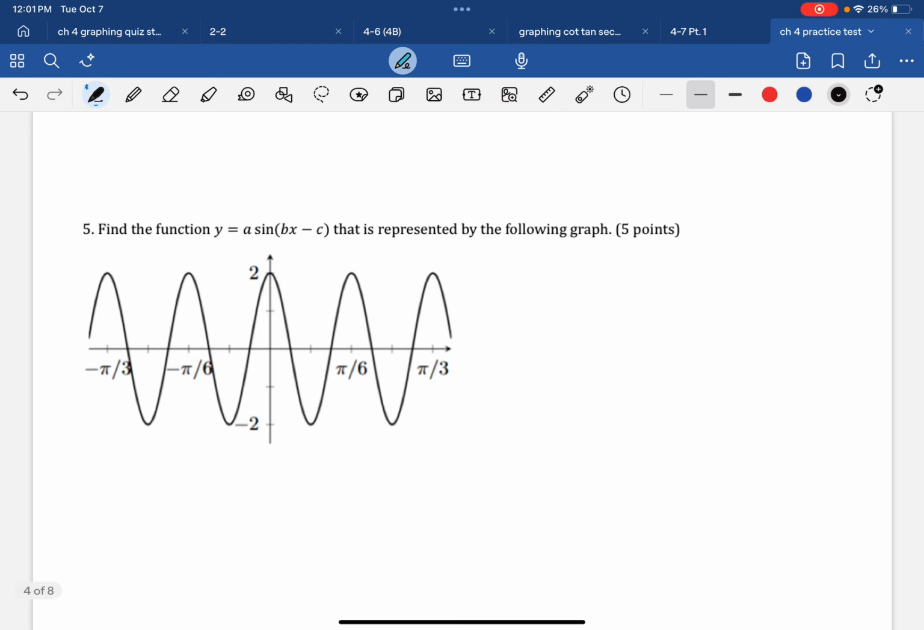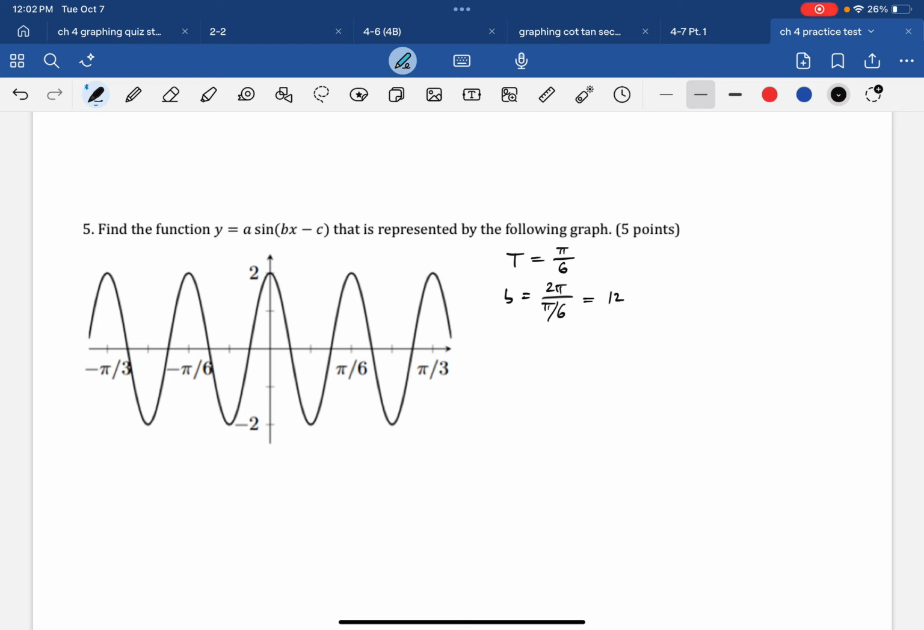The next question is tricky because it has a horizontal shift going on, because the question is asking me to find a sine function when this graph clearly indicates a cosine function. So that means that I know there's some shifting going on. The first step is to find the period. So the period is pi over 6, because that's the distance between two peaks, which means that b is equal to 2 pi over pi over 6, which is 12.